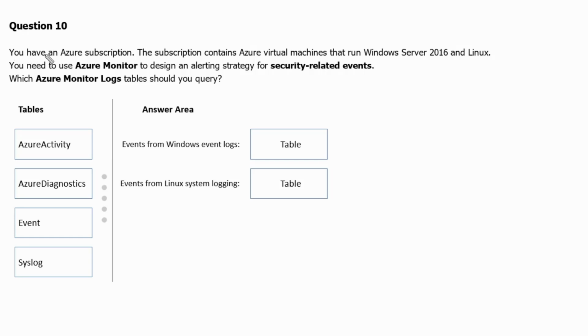Question 10. You have an Azure subscription. The subscription contains Azure virtual machines that run Windows Server 2016 and Linux. You need to use Azure Monitor to design an alerting strategy for security related events. Which Azure Monitor logs tables should you query?